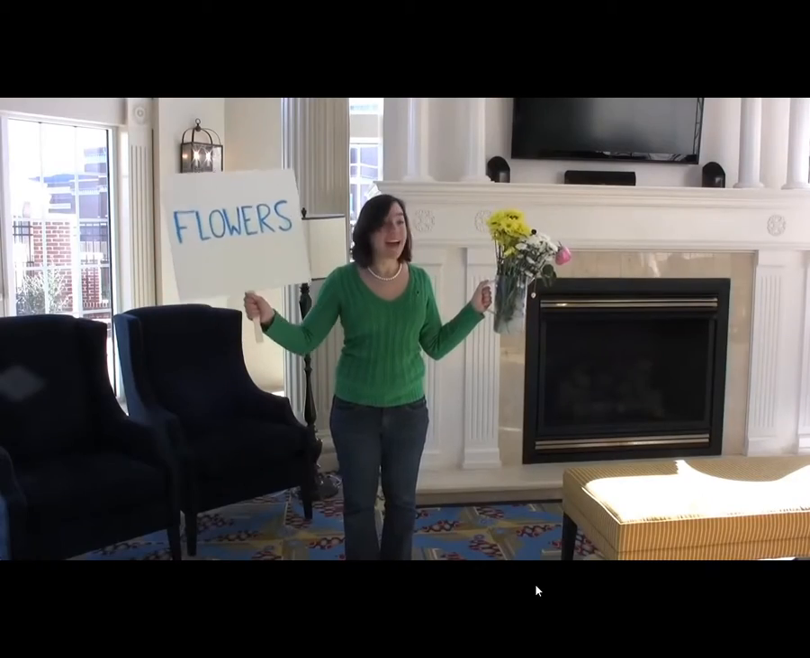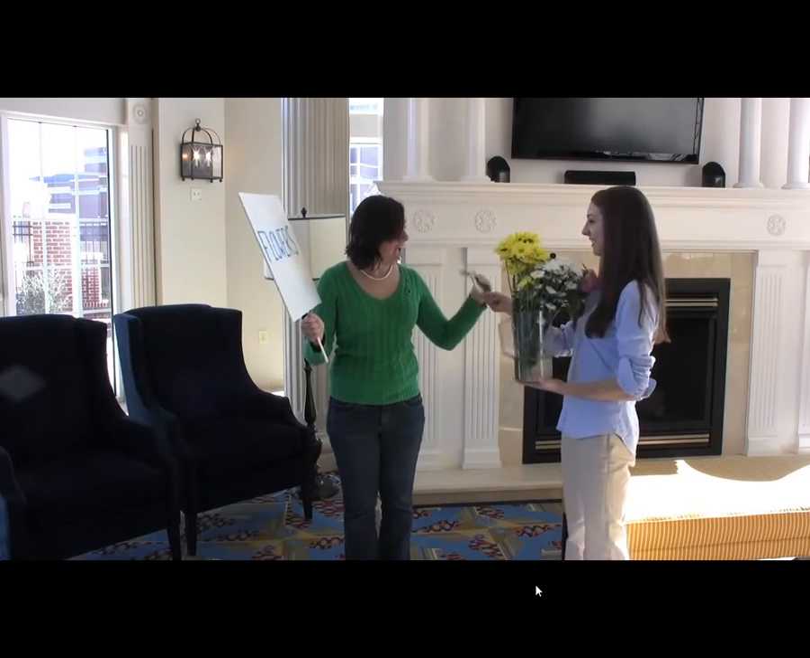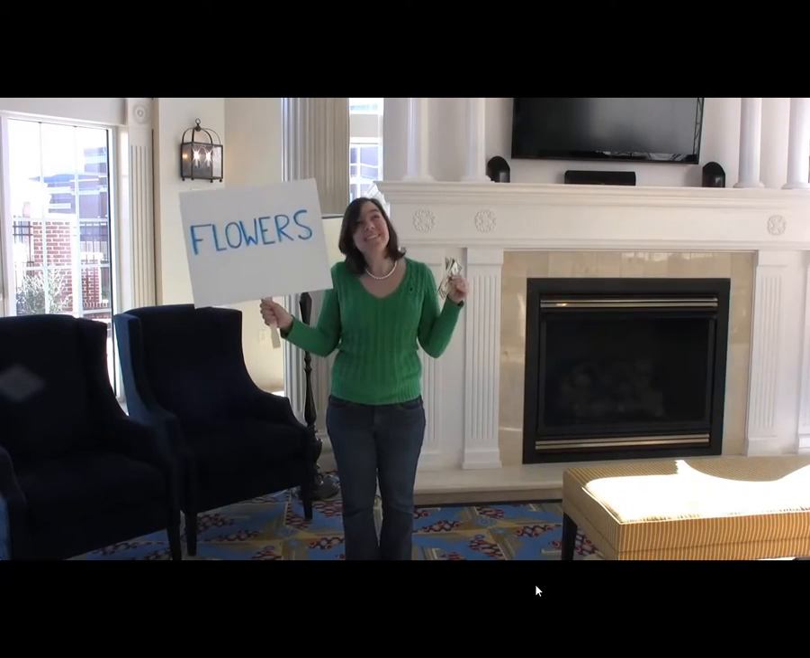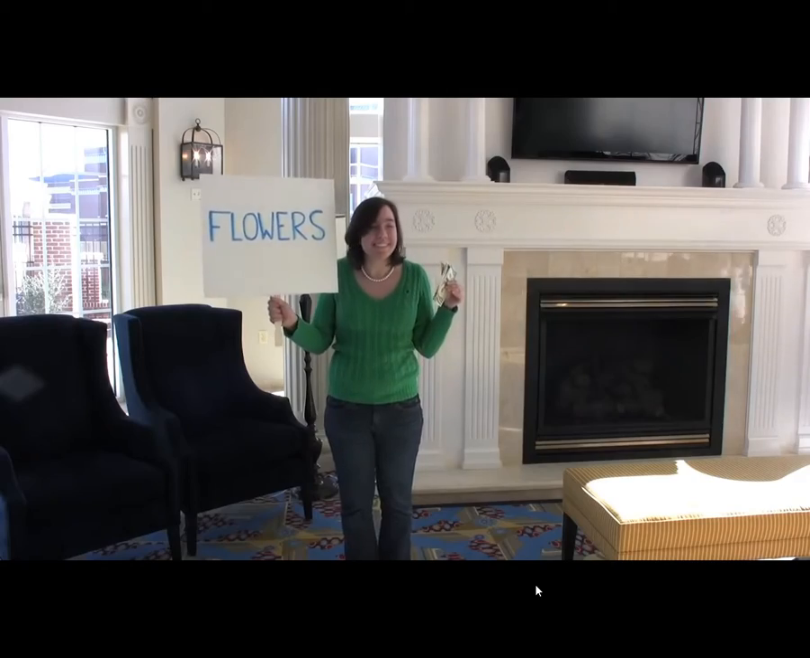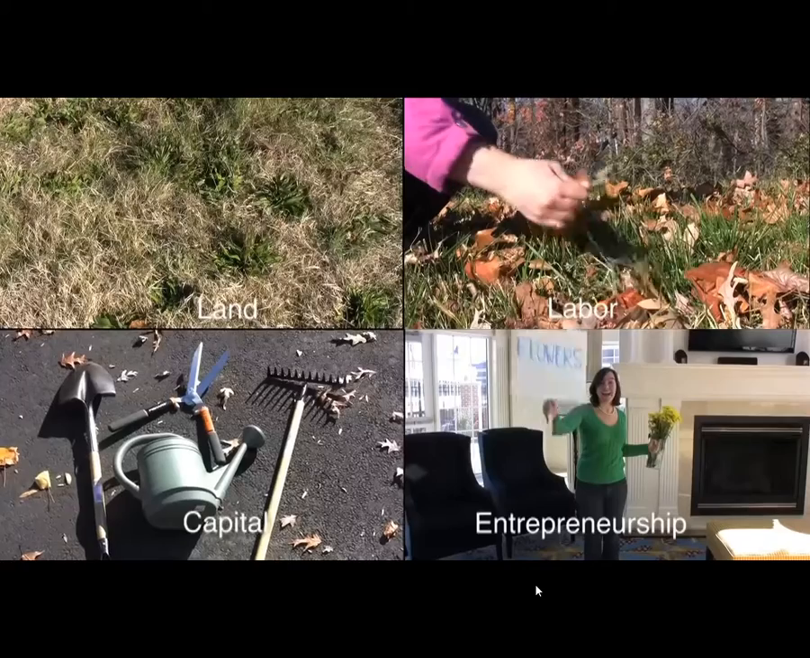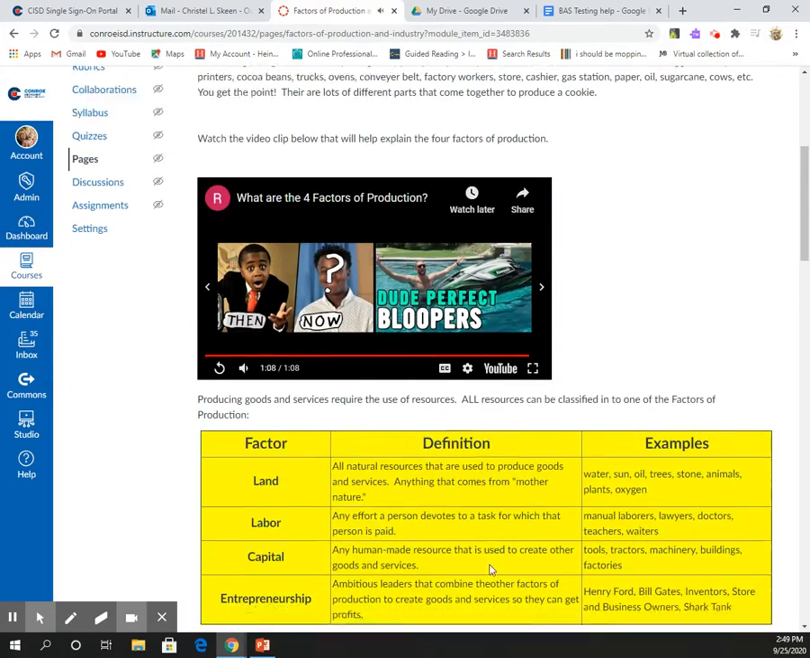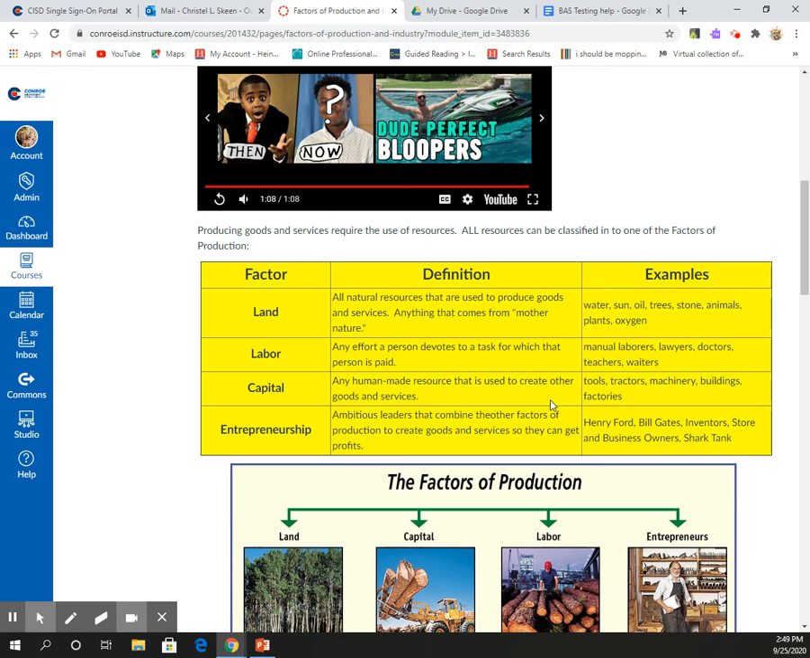The fourth and final factor of production is entrepreneurship. An entrepreneur is someone who takes initiative and brings together the other factors of production, organizing, operating, and assuming the risk for a business venture. And there you have it, the four factors of production. Go forth, future entrepreneurs. Okay, so let's look at our chart here.